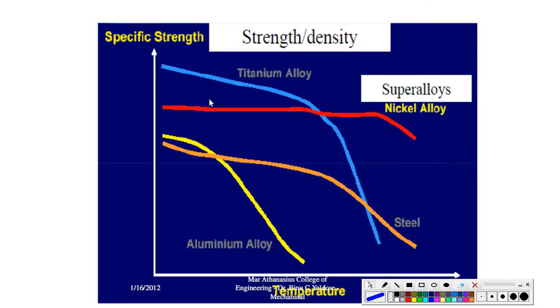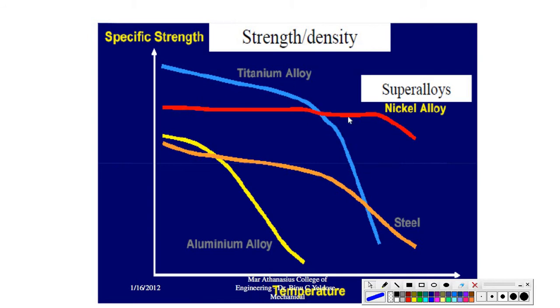See the specific strength of different materials with respect to temperature. When the temperature increases, what happens to different materials? See this aluminium: with increasing temperature, the specific strength of the material is decreasing. For steel, this is also decreasing. For the titanium alloy, up to a moderate temperature, it has very good strength, but at a high temperature it is again decreasing.